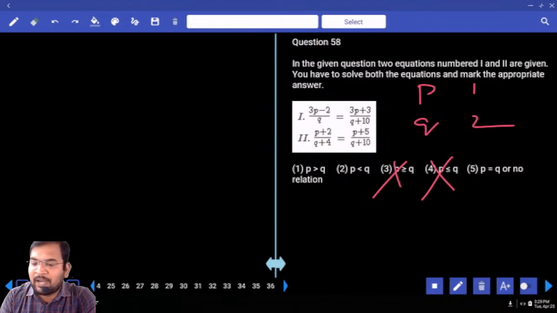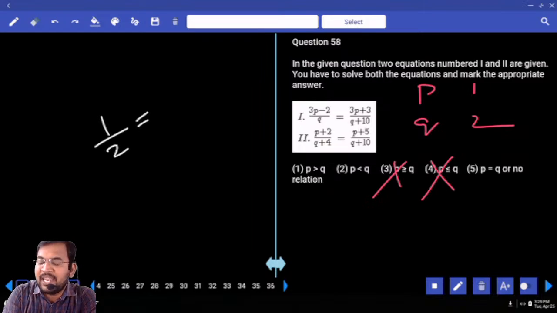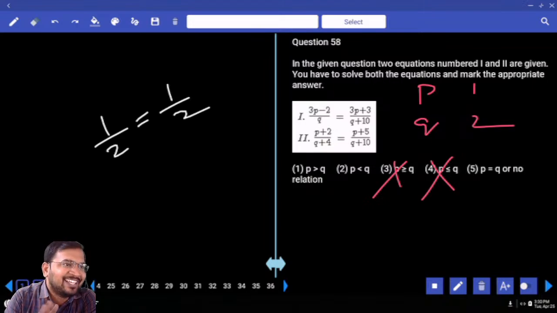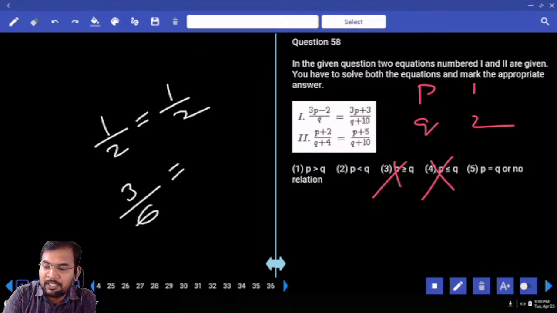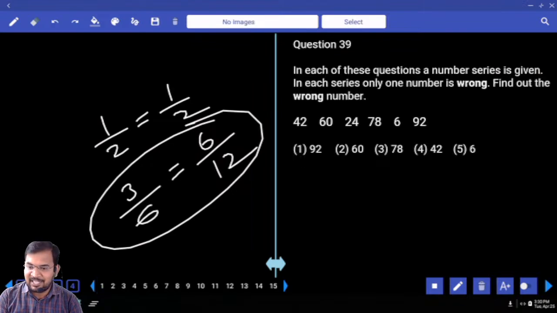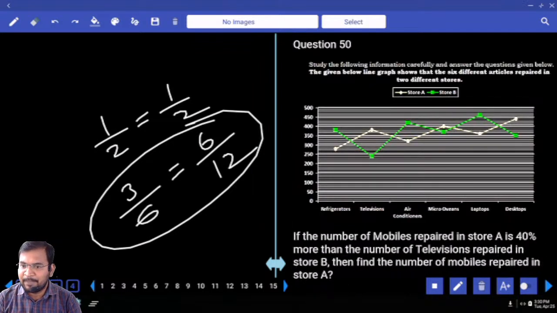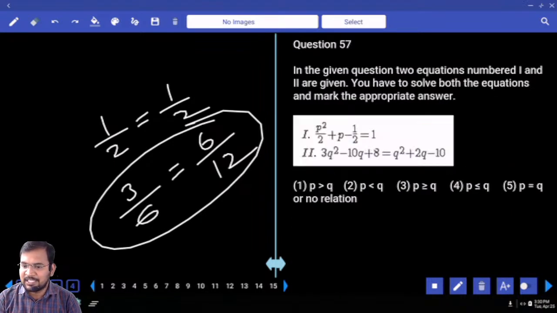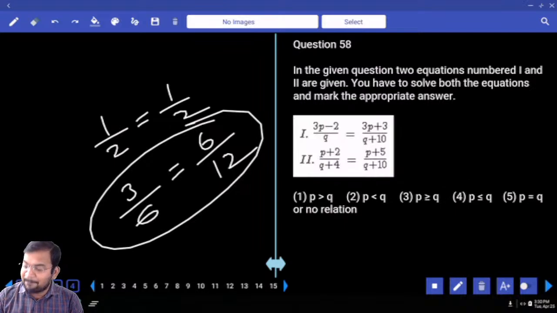See here, p is equal to 1. Then 3 minus 2, 1. Q is nothing but 2. 1 by 2 is equal to, p is equal to 1. 3 plus 3, 6. 6 by 12 is nothing but 1 by 2 only. Satisfied. But you have to check the second one. P plus 2, 3. Q plus 4, 6. P plus 5, 6. Q plus 10. 3 by 6 is nothing but 1 by 2. 6 by 12 is nothing but 1 by 2. Both are equal. So your answer is p less than q. If it is not satisfied, no need to go for the remaining options. Then we go for p greater than q. Are you clear? Next question.